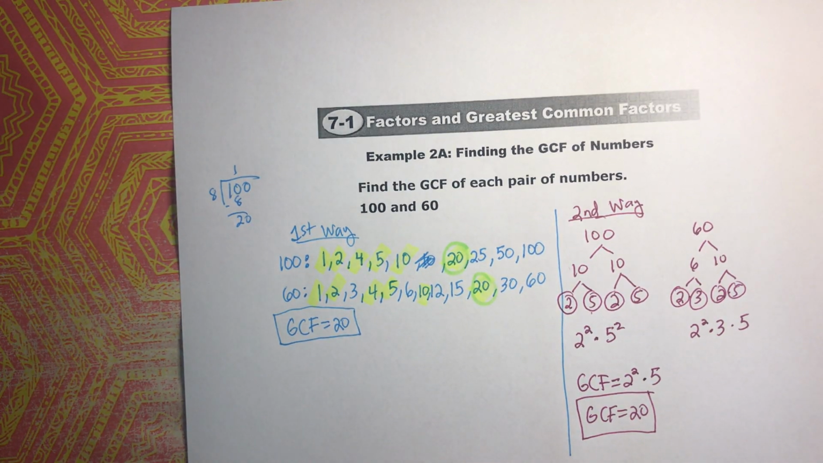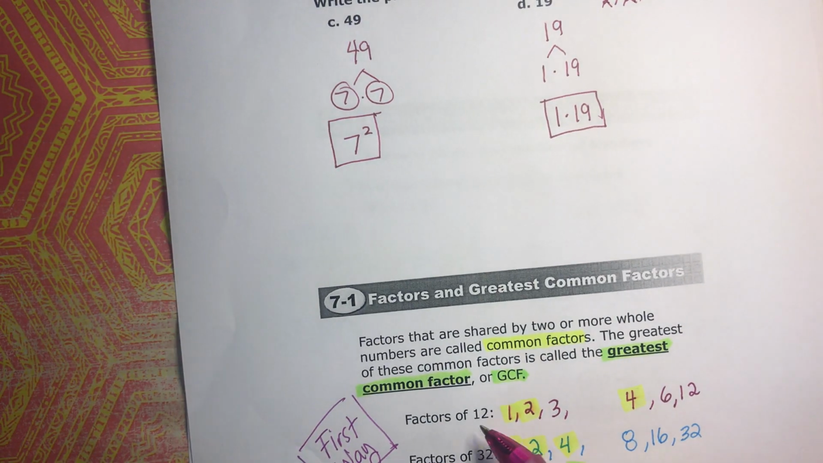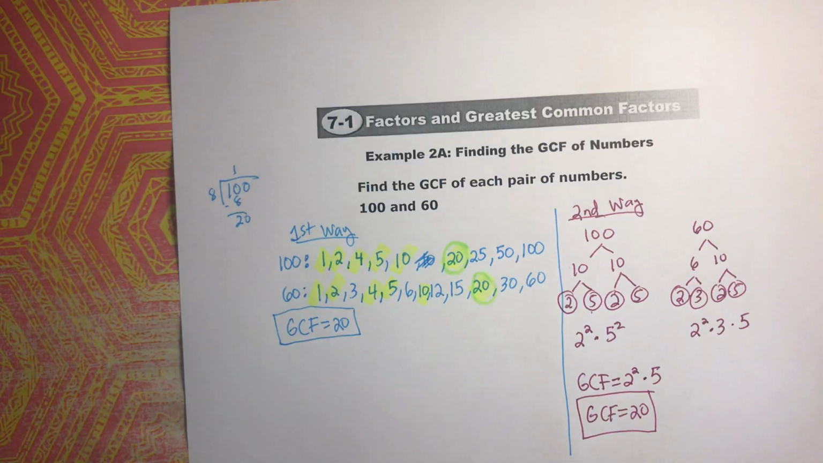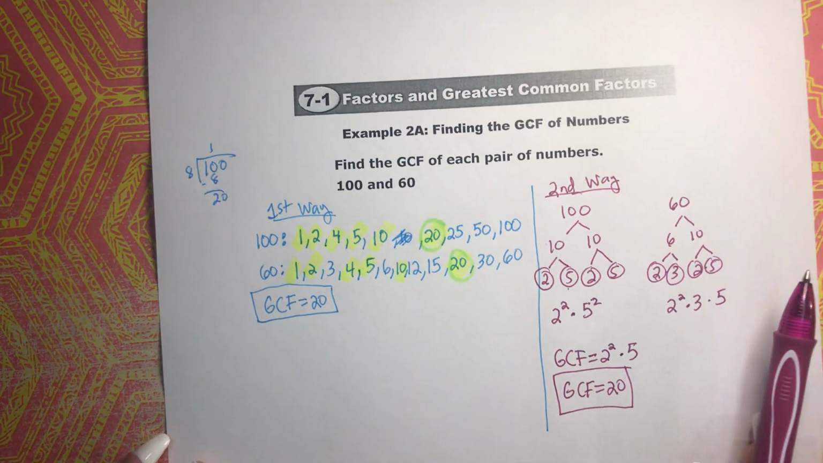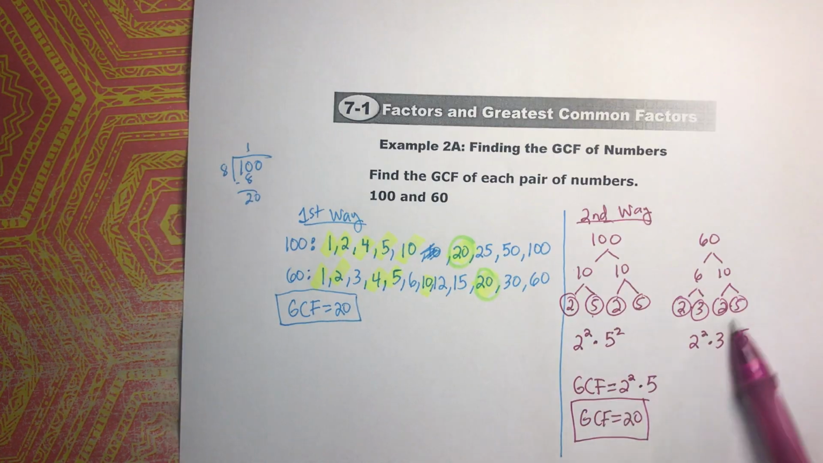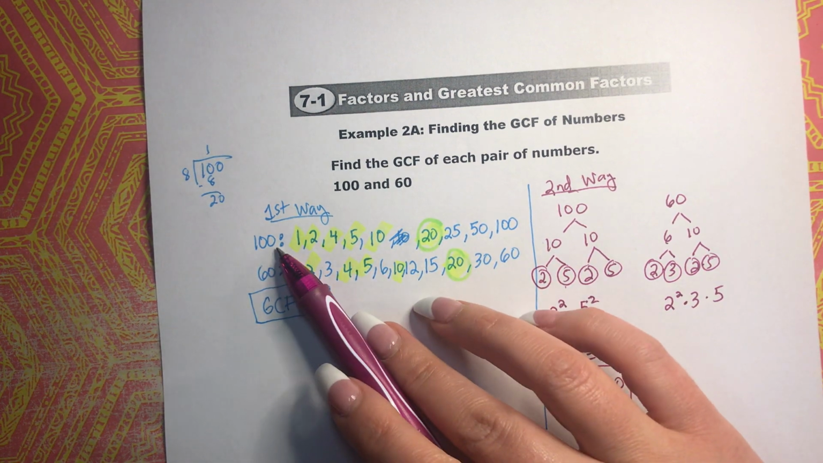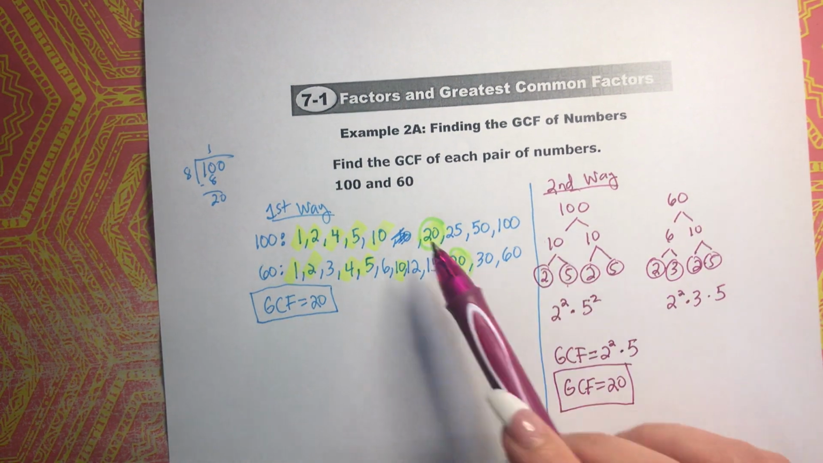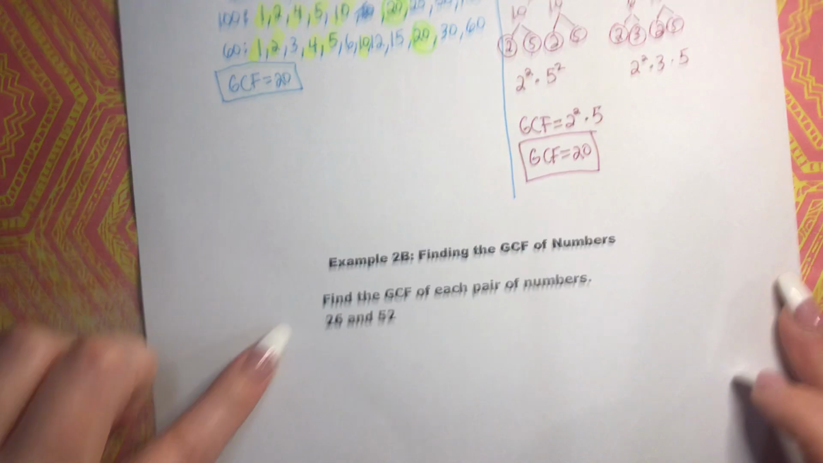So when the numbers are smaller, sometimes I like to do this first way. But when the numbers start to get big, like 160 or even bigger, that's when I like to do this second way of breaking it down, because it just takes forever. Like let's say you had a number like 1,000 something. Seriously, you know how long that would take to write all those factors out like that? So yeah. Okay, let's look here.